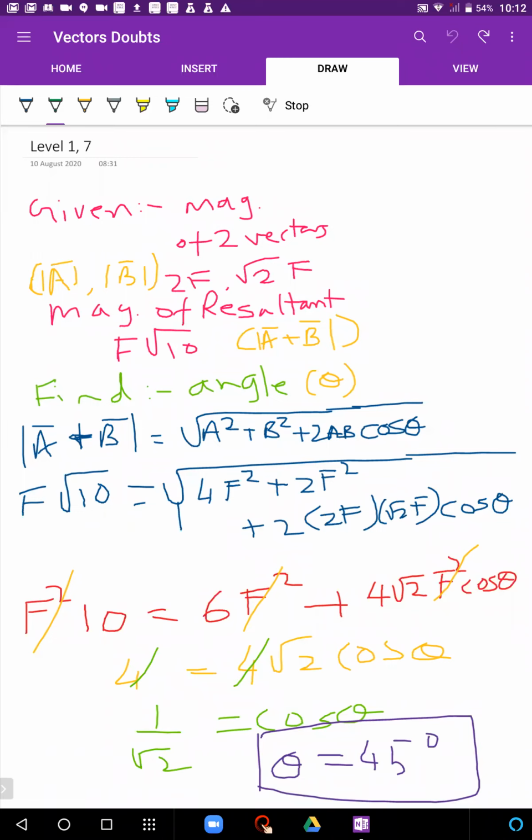What did I do after squaring both sides? कुछ नहीं, स्क्वायर किया और फिर मैंने बस स्क्वायर ही किया और कुछ नहीं किया. स्क्वायर किया, ये 4f and 2f को क्लब किया, इनको मल्टीप्लाई किया, 4 रूट 2f स्क्वायर किया, हाँ, एंड फिर f स्क्वायर कैंसिल किया मैंने दोनों साइड से. Then 10 is equal to 6 plus 4 root 2 cos theta, उसको सॉल्व किया. Done.